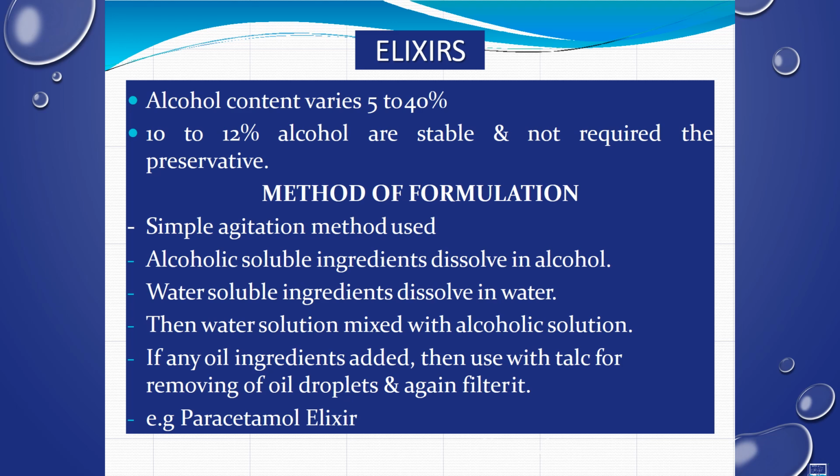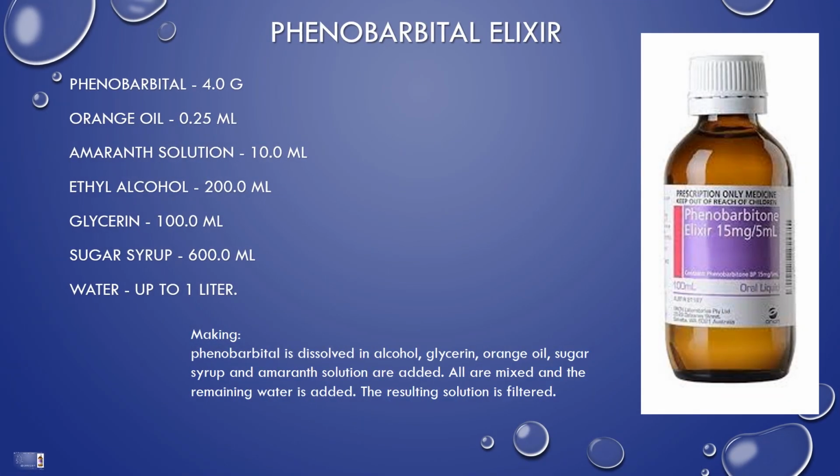Method of formulation: the simple agitation method is used. Alcohol-soluble ingredients are dissolved in alcohol. Water-soluble ingredients are dissolved in water. The water solution is mixed with the alcoholic solution. If any oil ingredients are added, they are used with talc for removing oil droplets, and then filtered. For example, in paracetamol elixir. On this slide you see the composition of the phenobarbital elixir and the technology for its preparation.